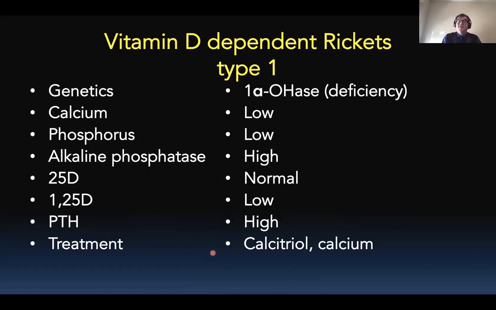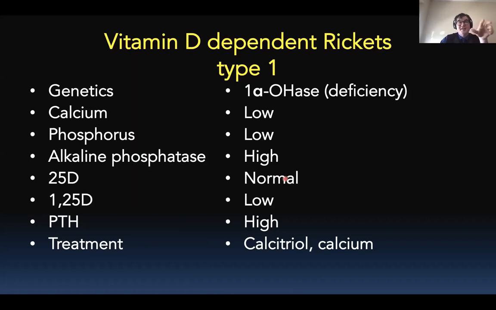So some other rare causes. Vitamin D dependent rickets type 1 is a deficiency in the enzyme 1-alpha hydroxylase. So as such, they don't activate vitamin D and the 125D is low. And that results in low calcium and phosphorus. And the rest of the features are generally similar to rickets, except the 25D is typically normal.